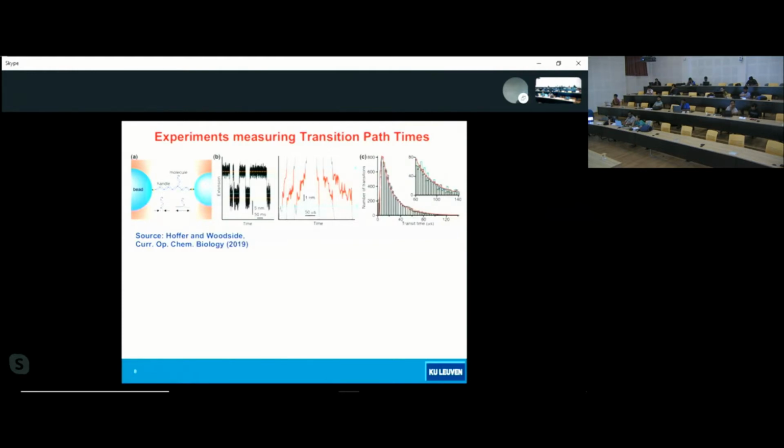And then you see these transition paths. Actually, they don't all have the same finite duration. It's a stochastic process, okay?